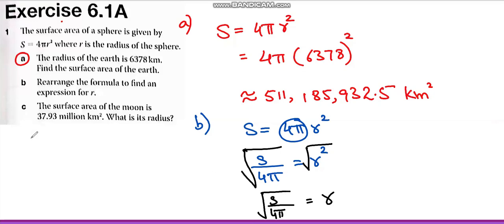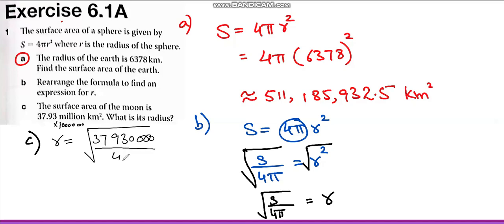So in C part, they want us to find the radius where the surface area is given, which is 37.93 million kilometers square. So let's find it. We can just substitute the value of S. S is basically 37.93 million. So we can also write it like this, 37,930,000, because we just multiplied it with 10 raised to power 6 to get the area in this form. And definitely we can divide it by 4 pi.